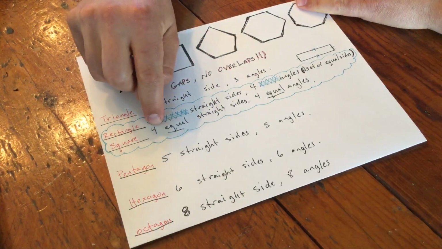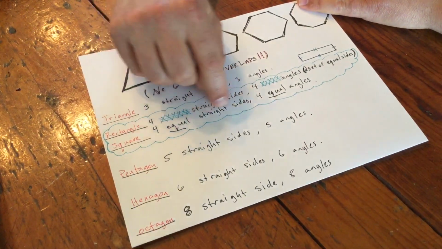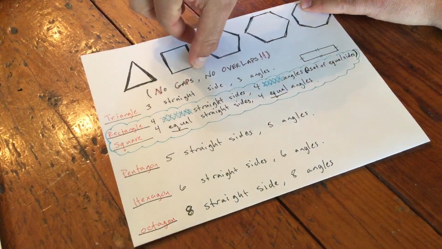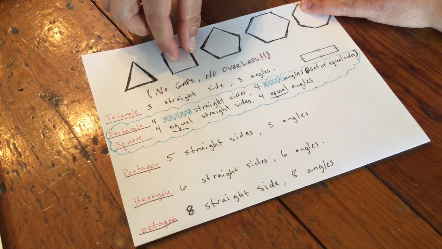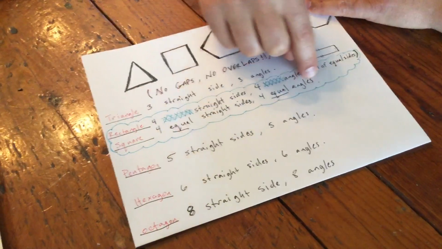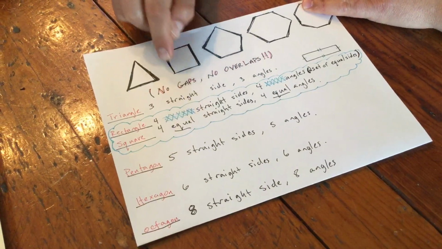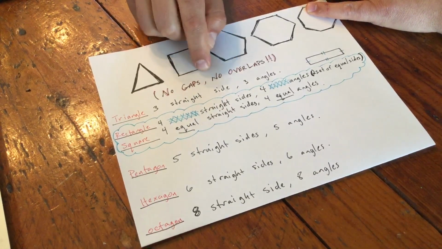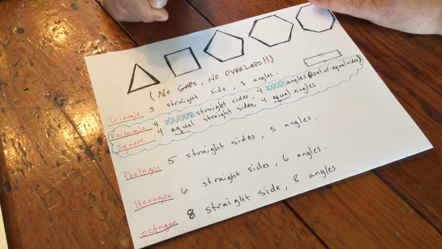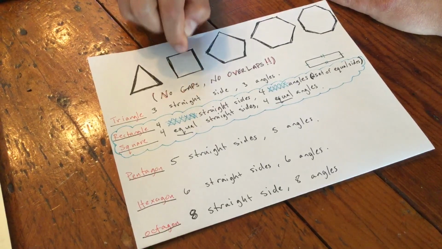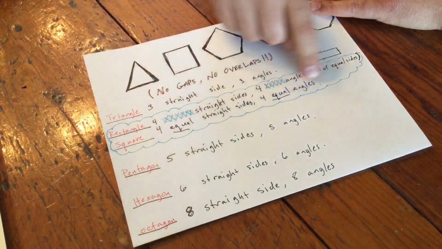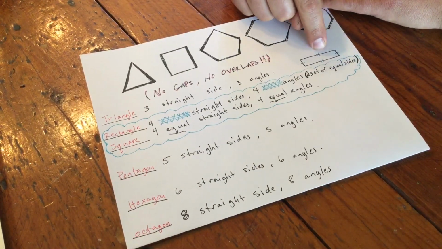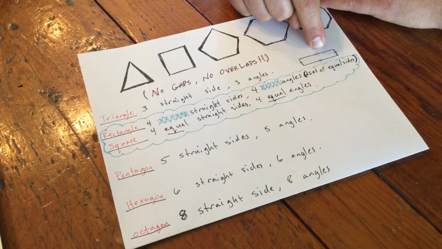But does it also meet the same rules as a square, where a square has 4 equal straight side lengths? Is this side equal to this side, equal to this side, equal to this side? Well, yes, it is. Okay, does it have 4 equal angles? Is the shape of this angle the same as the shape of this angle, the same as the shape of this angle, and the same as the shape of this angle? Yes, it does. So this is a rectangle and it's a square because it meets all the rules of a rectangle and a square.